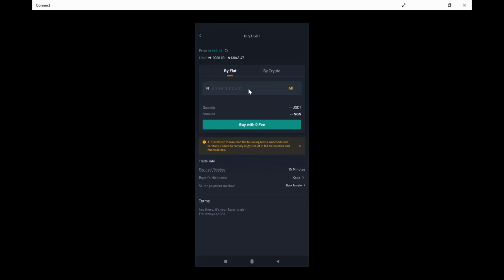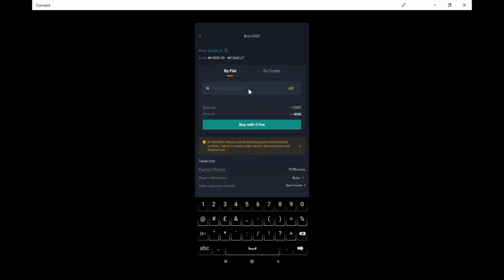So on the amount, we're going to enter the amount we want, which I said we're buying 5,000 Naira worth. Let's say we're buying USDT with 5,000 Naira. I'm using 5,000 Naira for this. Now you just come here and type your 5,000.